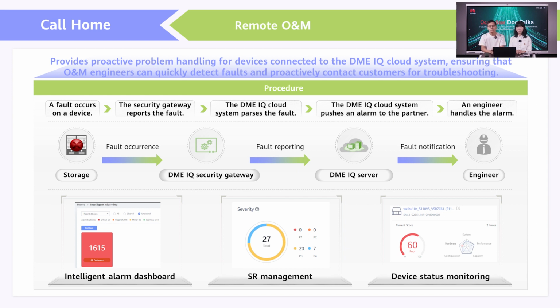In this way, this function can meet the partner's requirements for 24/7 remote O&M, reduce manpower investment, enhance O&M efficiency, and also improve customer loyalty. Call Home also provides an intelligent alarm dashboard to help you quickly view and manage alarms. For some complex problems, partners can also create Huawei eCare service requests on the DME IQ partner portal to seek help from Huawei.